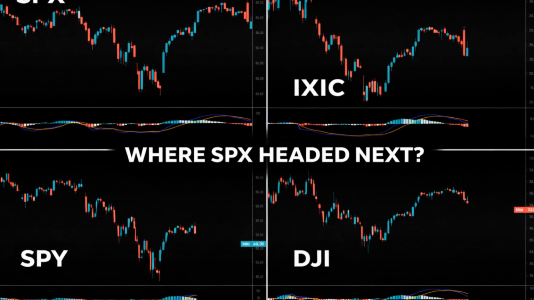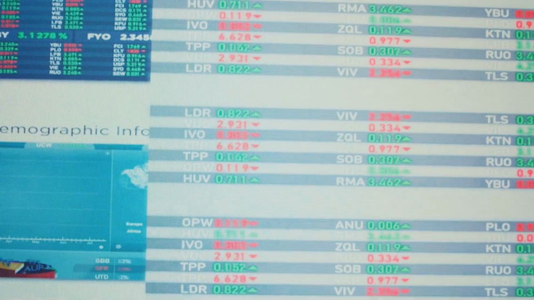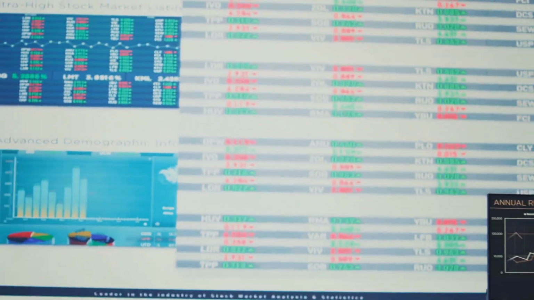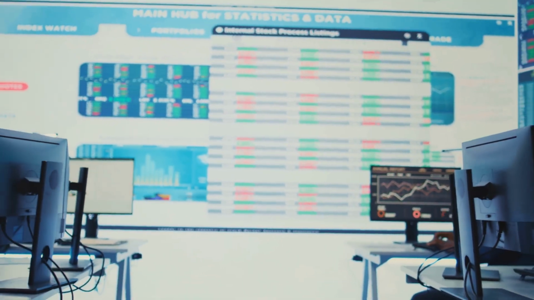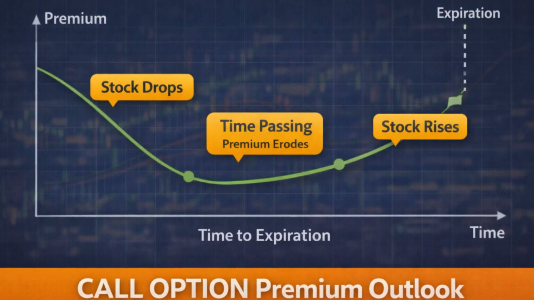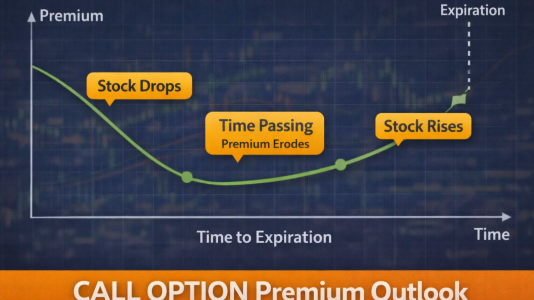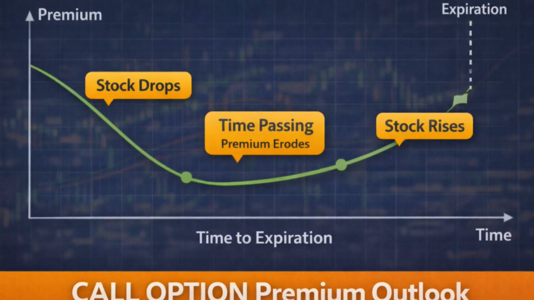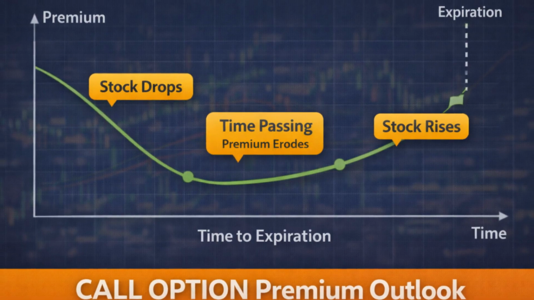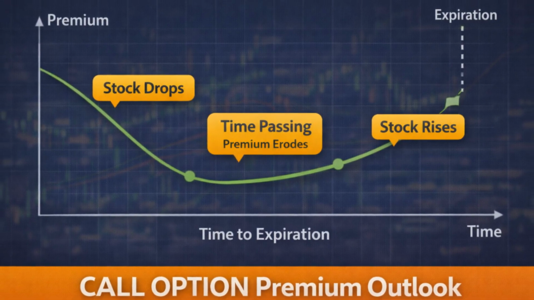Options do not move dollar for dollar with stock. If stock rises $5, the option may rise more, rise less, or barely move. It depends on time remaining, volatility, market demand, upcoming earnings. And remember, options lose value as time passes, even if price moves slightly in your favor.